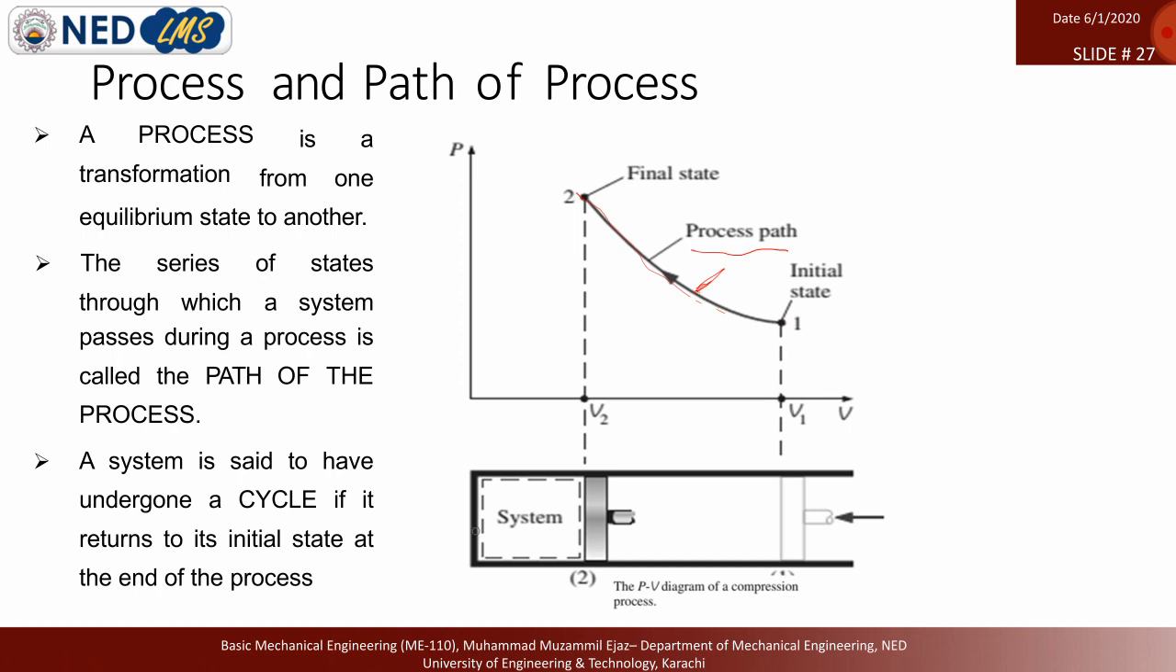Consider a cylinder and piston device just like this. We have this piston, and inside there is a gas. If it goes from point 1 to 2, it compresses the gas. Because it is a closed system, the inside mass is not going outside, so the gas becomes higher in pressure.